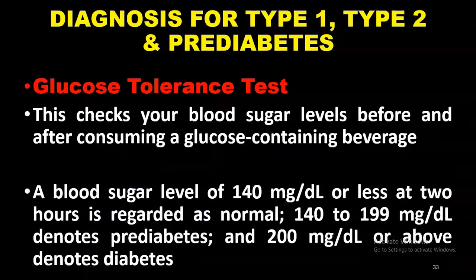Now let's come to the third type of test, the glucose tolerance test. This test checks your blood sugar levels before and after consuming a glucose-containing beverage. Before the test, you will fast and have blood drawn to check your fasting blood sugar level. After consuming the liquid, your blood sugar level will be monitored an hour, 2 hours, and perhaps 3 hours later. A blood sugar level of 140 mg per deciliter or less at 2 hours is regarded as normal. 140 to 199 mg per dl denotes prediabetes, and 200 mg per dl or above denotes diabetes.